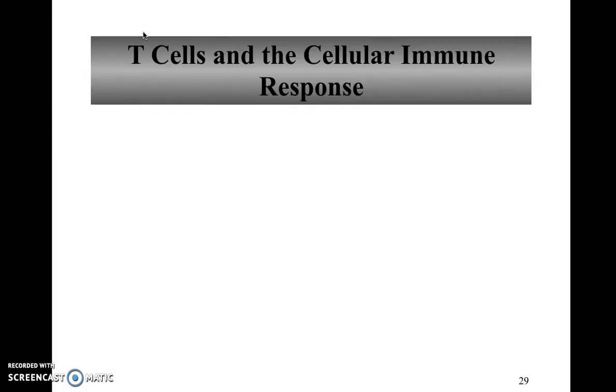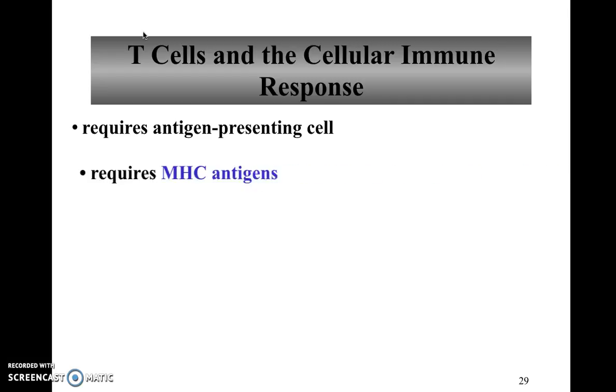So let's talk about T cells and their role in the cellular immune response. They require an antigen-presenting cell in order for T cells to be activated and start their job of fighting off the infection. They also require what's called an MHC, or major histocompatibility antigen. These are those proteins that tell your immune system that a cell belongs to you. So that antigen-presenting cell will have the MHC antigens, but will also show your immune system the foreign antigens that it needs to respond to.